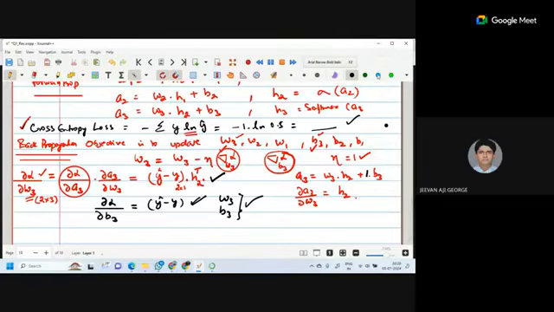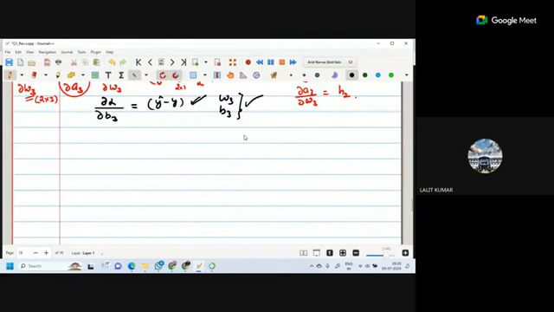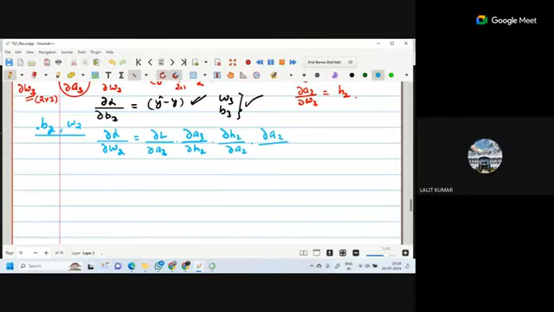Okay, so a question will be asked like this. Now we move to what? We move to B2 and W2. So ∂L/∂W2 is equal to ∂L/∂A3 times ∂A3/∂H2 times ∂H2/∂A2 times ∂A2/∂W2.